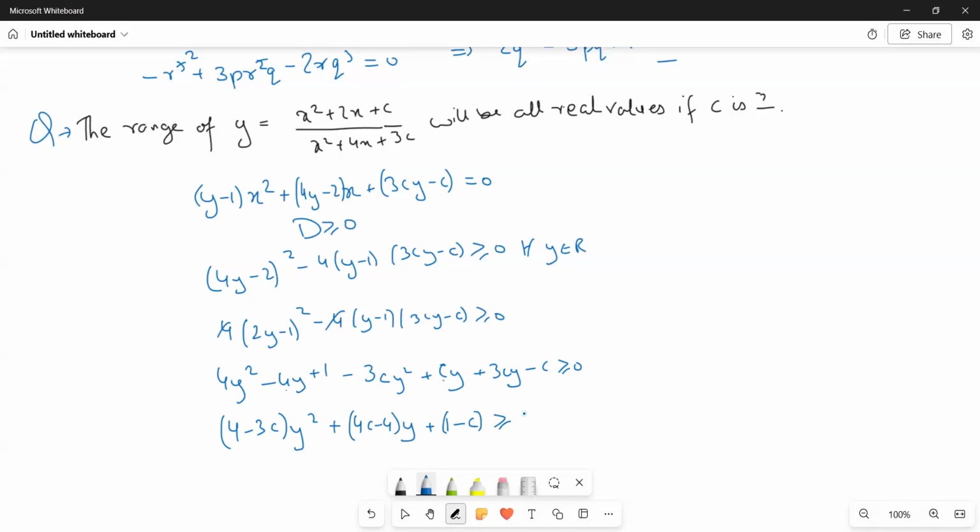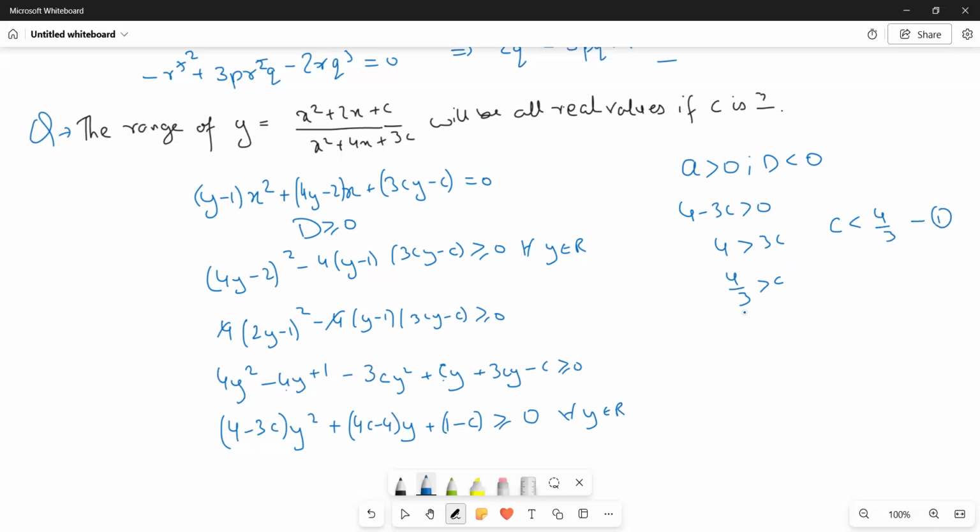Now we want this quadratic to be greater than or equal to 0 for all values of y belonging to real numbers. So for that, the condition is a has to be positive, and d has to be negative. For a quadratic to be positive for all real numbers, a must be positive, d must be negative. So 4 minus 3c must be positive, or 4 must be greater than 3c, or 4 by 3 is greater than c. So the first condition is c has to be less than 4 by 3.